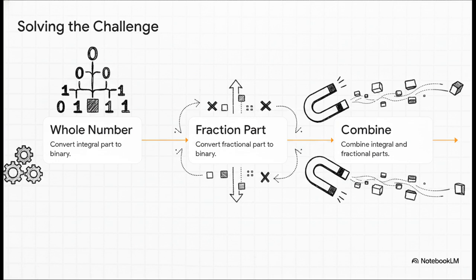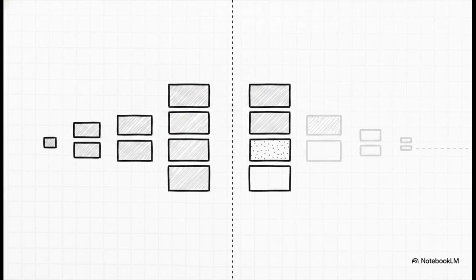Finally, step 3, reunite them, 11011.101. Now, what if we need to reverse this whole process? Say, converting a binary fraction back into a decimal number. The positional weight rule still applies. It simply shifts into the negative past the decimal point.